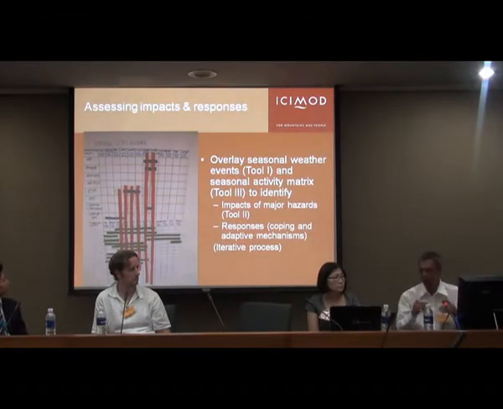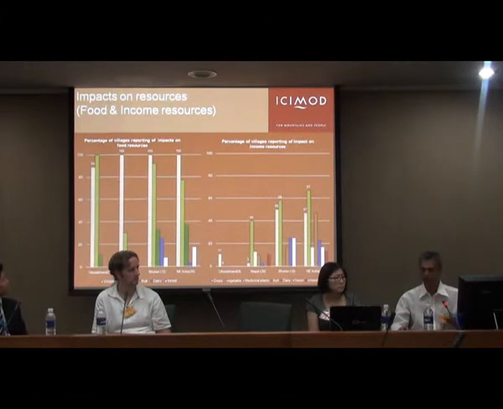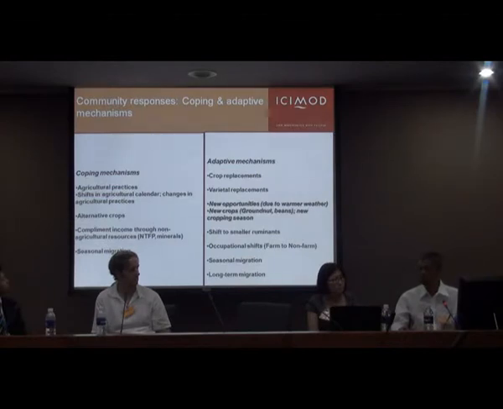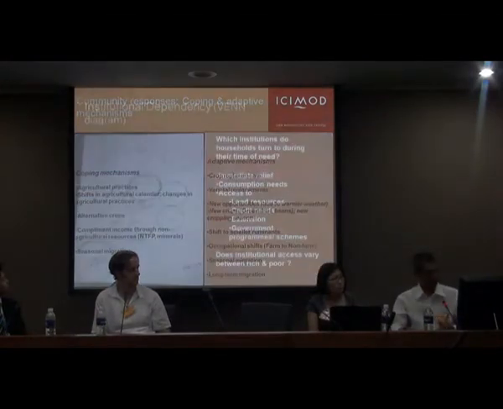Now, based on that, you go into an iterative process to look at what the impacts are, what the responses are that the communities are making, right? And where the support is that they require. Quickly taking you to the results, you can actually compute this to see what crops are being impacted, and where, in terms of locational aspects. You can look at the responses that the communities make, whether these responses are coping mechanisms or adaptive mechanisms.